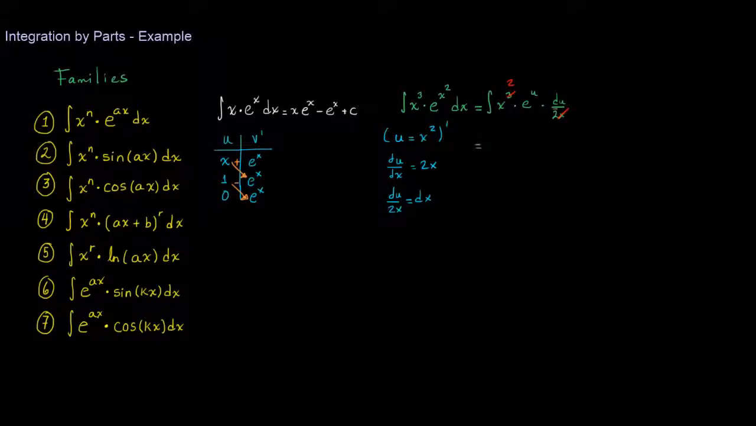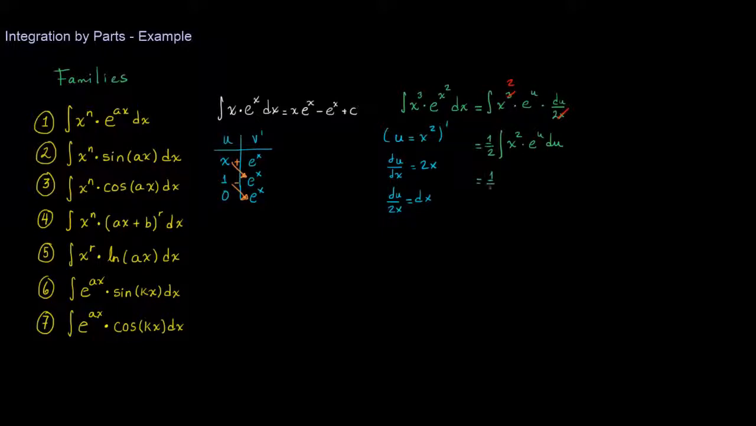I'm going to move the 2 outside of the integral as a 1/2, as this 2 is dividing. So we have 1/2 times the integral of x squared times e to the u du. Now we have two variables, so we have to find some way to take away this x squared. Luckily, we took u, a new variable, to be equal to x squared. So we can substitute this information into our statement.